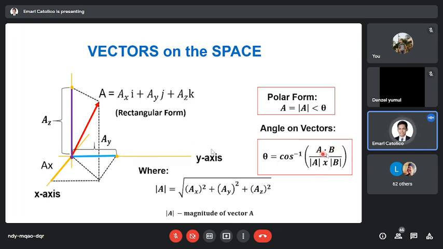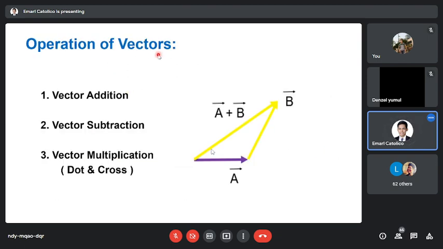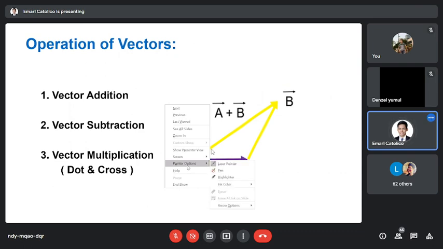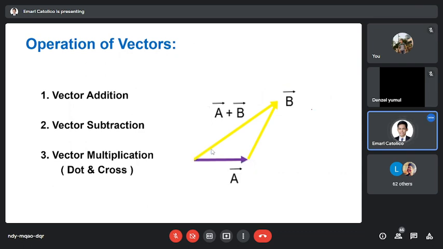Now, i-elaborate natin, no, what is the difference between the dot product and cross product. So, operations on vectors, under yan, meron tayong tatlo. Vector addition, vector subtraction, and vector multiplication. Okay? So, yung addition, pakitandaan, ang application ng addition natin is sa resultant. No? So, addition and subtraction, ang application niyan ay sa pagkuha ng resultant.